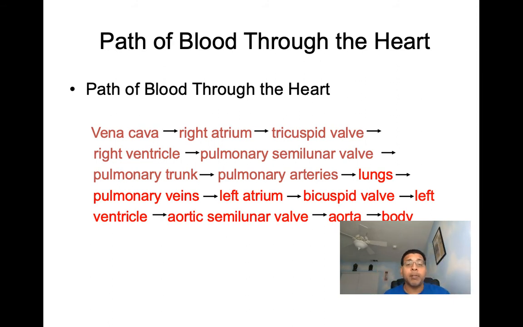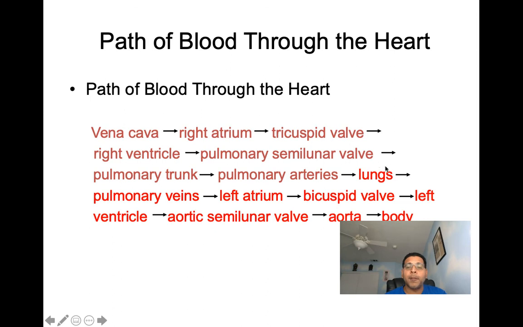Let's look at the pathway of blood through the heart. So here we can see blood is going to flow from the vena cava into the right atrium, and then it's going to make its way past the tricuspid valve into the right ventricle, passing the pulmonary semilunar valve, making its way into the pulmonary trunk, and then into the pulmonary arteries to finally make its way into the lungs. And then from the lungs, this blood is going to be routed back to the heart.